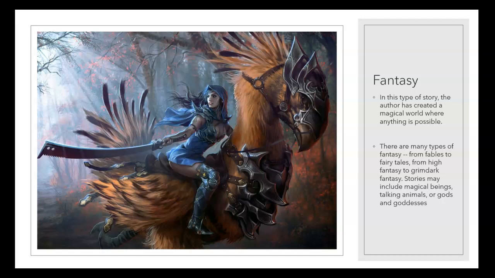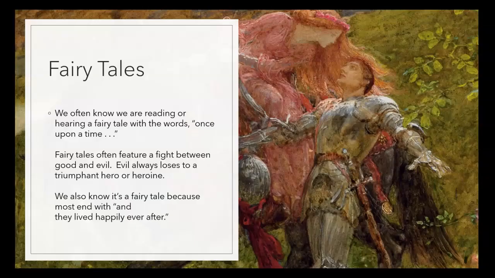Fantasy. In this type of story, the author has created a magical world where anything is possible. There are many types of fantasies, from fables to fairy tales, from high fantasy to grimdark fantasy. Stories may include magical beings, talking animals, or gods and goddesses.